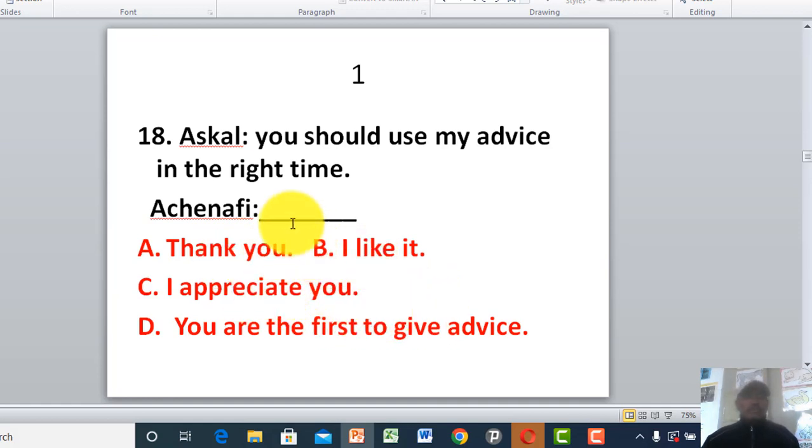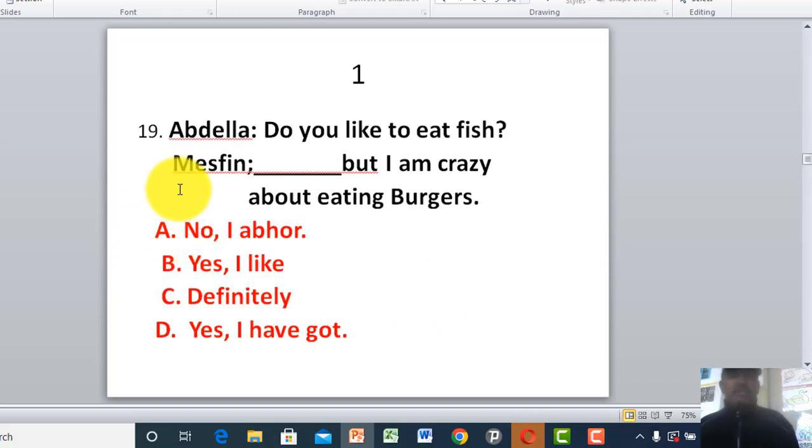The question does not need this expression, so the answer is able. Question number 19. Abdullah and Masfin: do you like to eat fish? Masfin: no, I abhor it, but I'm crazy about eating burgers. I'm crazy means I like; it expresses someone's likeness. Do you like to eat fish? What is the expression here? Please take care with the expression from the given distractors. No, I abhor. What does abhor mean? No, I abhor, but I am eager.